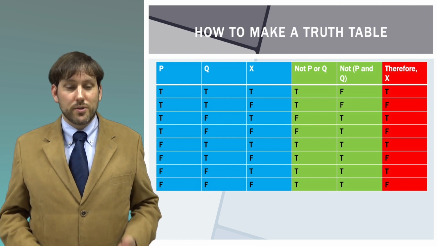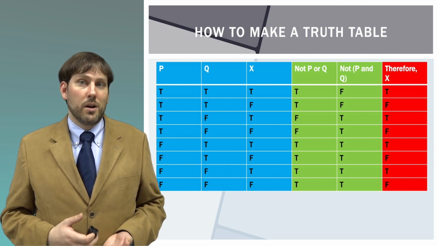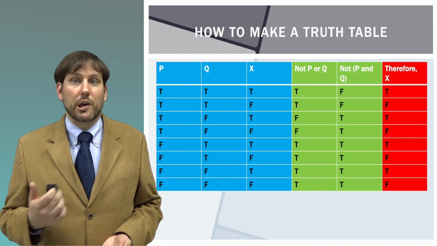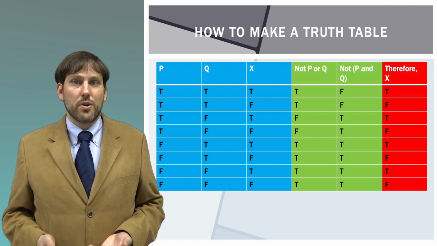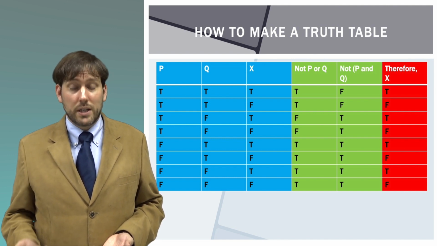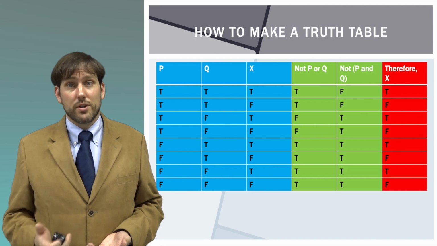The important rows are the 6th row and the 8th row. They're important because in these cases, the premises are true, but the conclusion is false. This shows us that this argument is invalid. That means even if our premises were true, it does not guarantee that our conclusion is true.